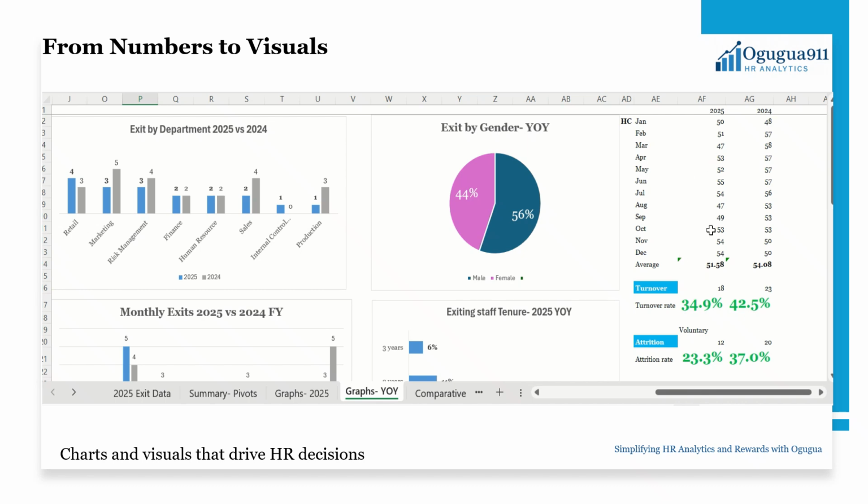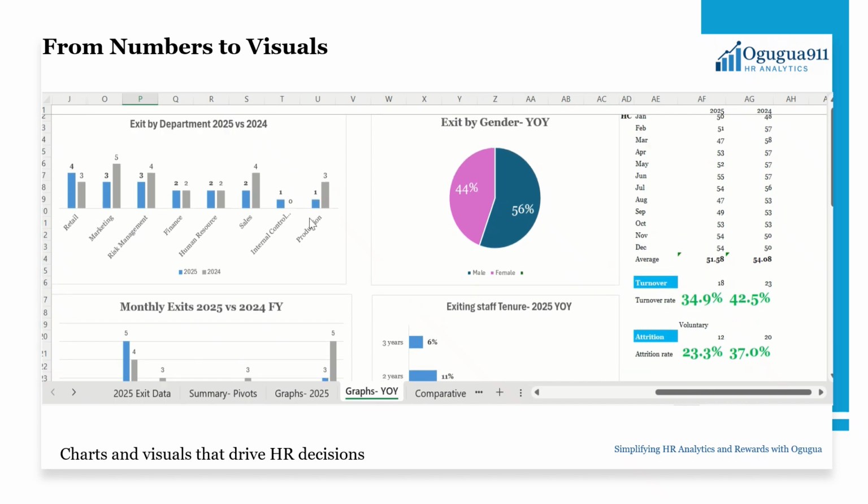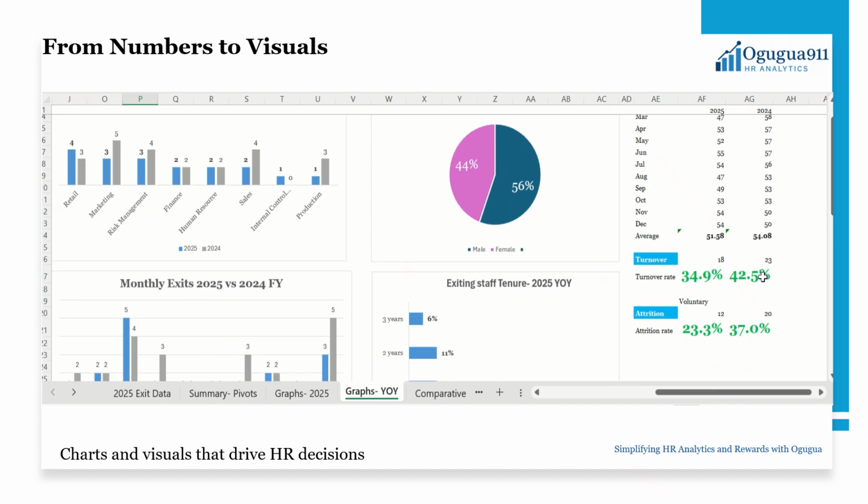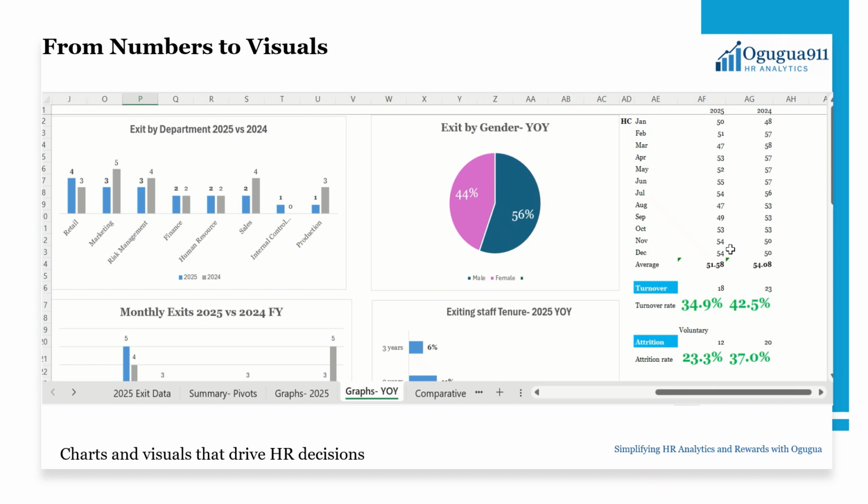Again, recall that I said that you must always show what your turnover is and your attrition rate even before you start all of this visualization. Now you can see that for 2024, it was a higher rate at 42.5% versus 34.9%. So this kind of trend shows your decision makers, shows your CEO, shows everyone who uses the report that HR is working. HR is doing something to reduce these numbers.